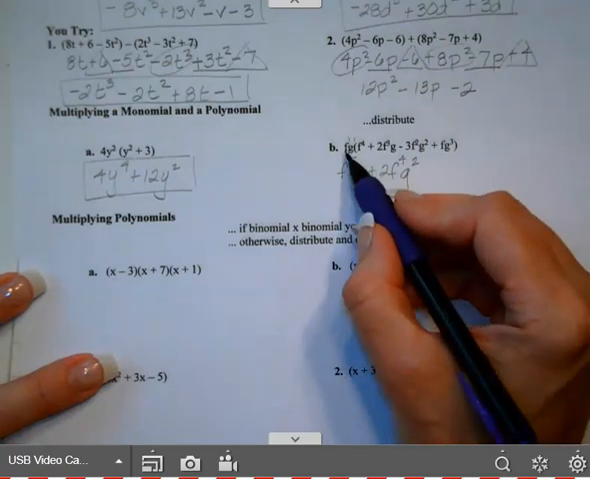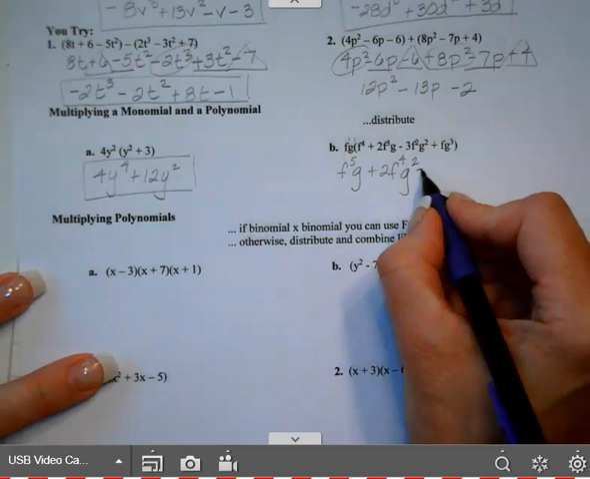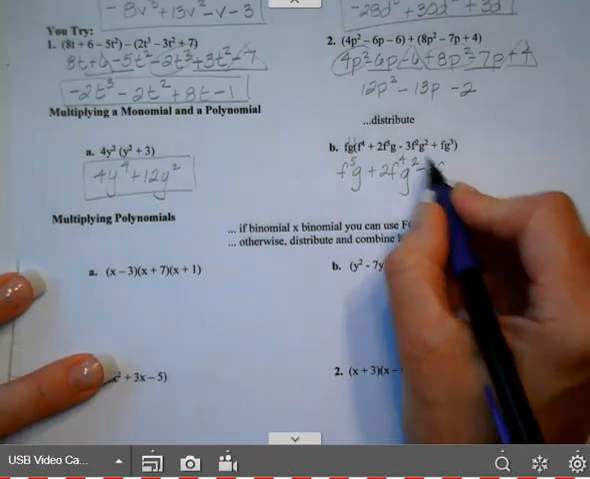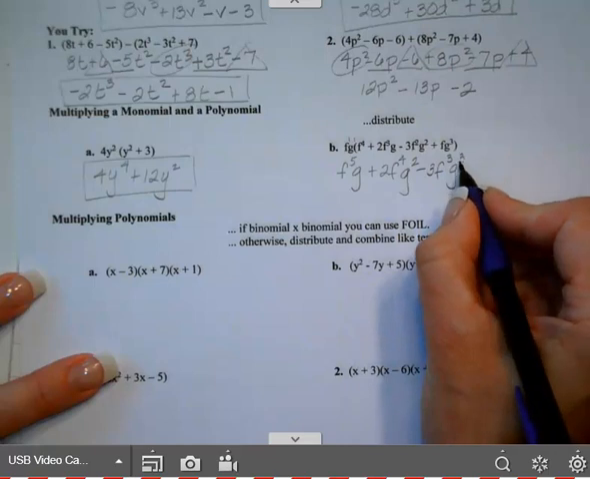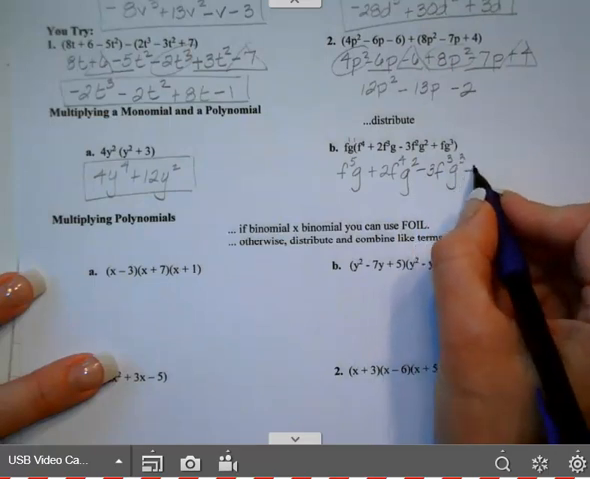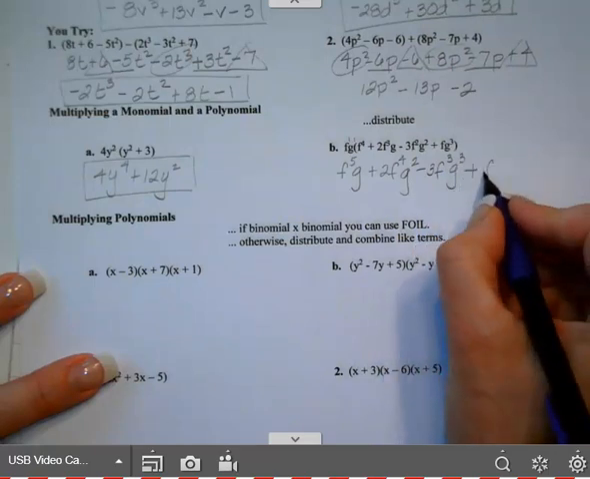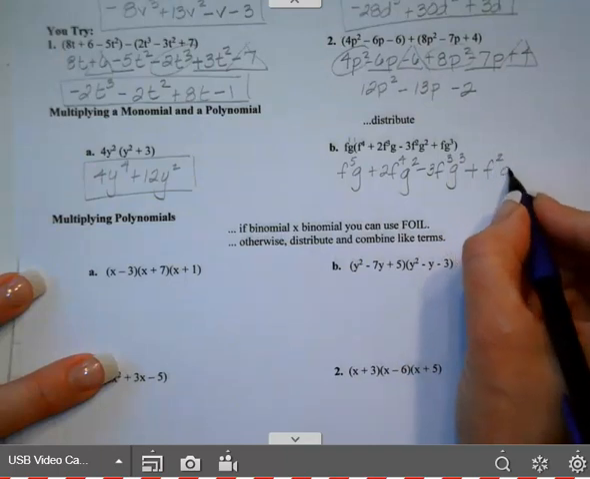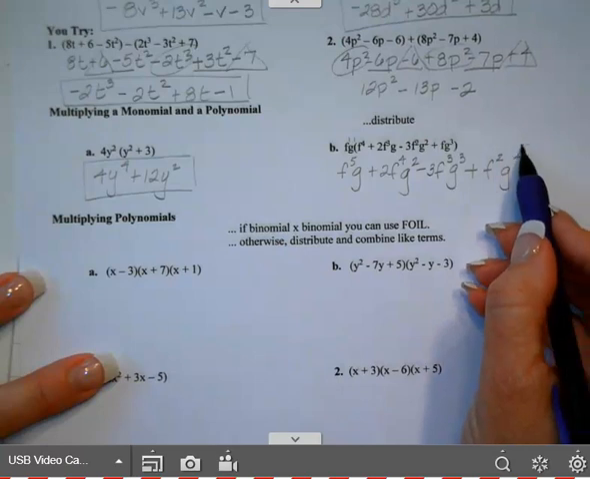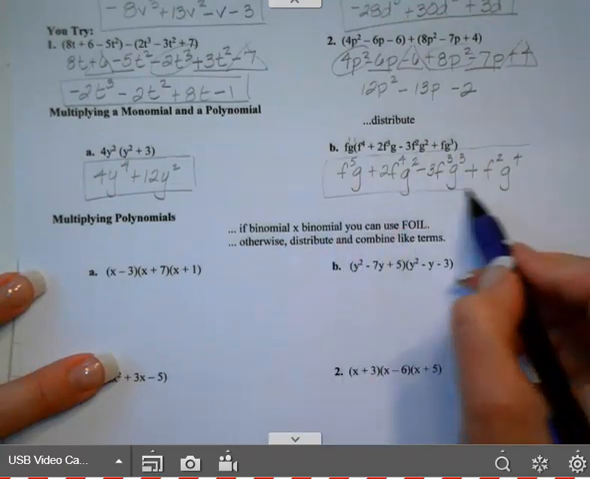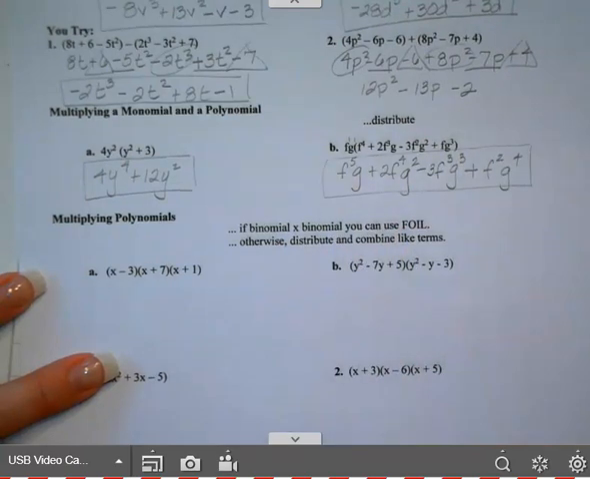On the next term, I have minus 3 f to the 3rd, g to the 3rd. And then the last one is going to be plus f squared, g to the 4th. So you're just adding your exponents on multiplication. Numbers still are multiplied.